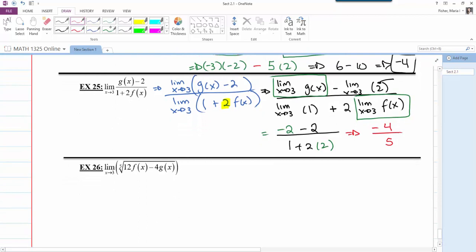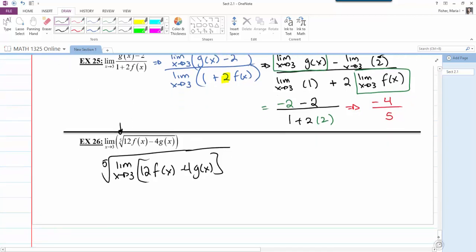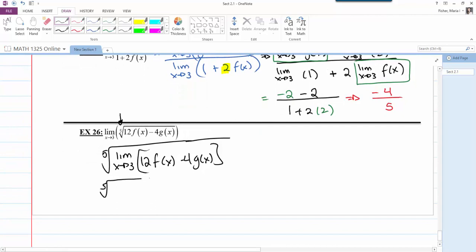Number 26. Well, I know that if I have an nth root, I can rewrite this as the 5th root of whatever the limit as x approaches 3 of 12 times f of x minus 4 times g of x is. And then again, I know that I can split that up. Here's a constant multiple, and here's a constant multiple. So 12 times the limit as x approaches 3 of f of x minus 4 times the limit as x approaches 3 of g of x.